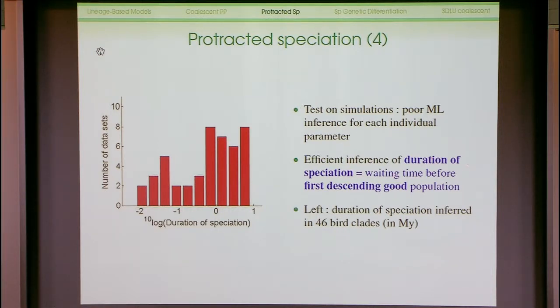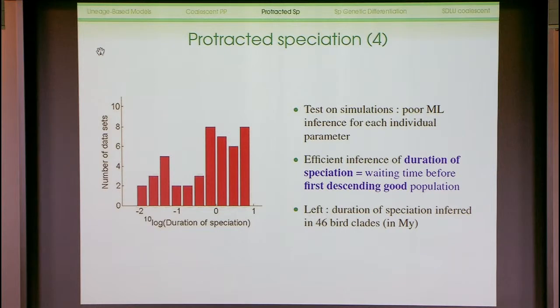So duration of speciation is not the time that an incipient population takes to become a good species, but it's the time before one initial population gets the first descending good population. Okay, so there's a genealogy underlying this notion here. And we did quite a good inference of this composite parameter.